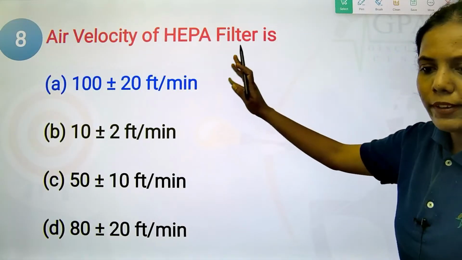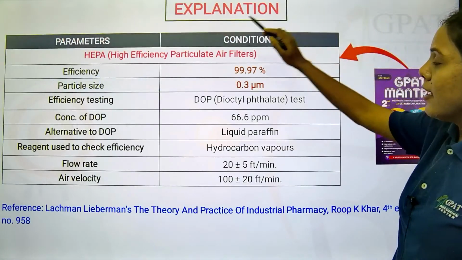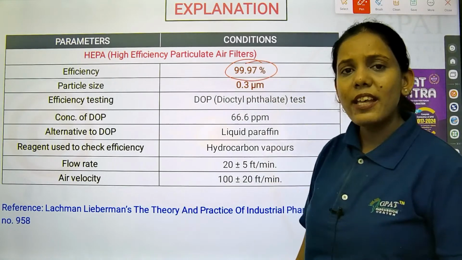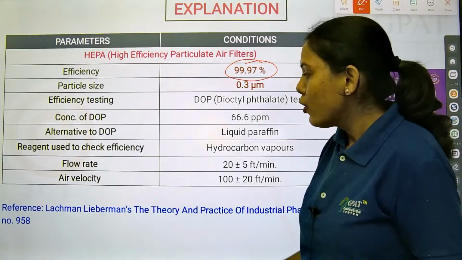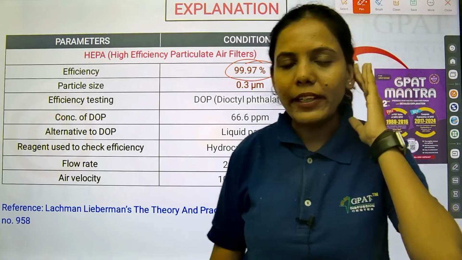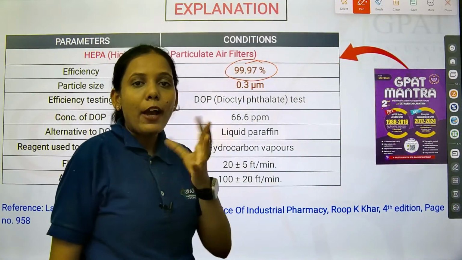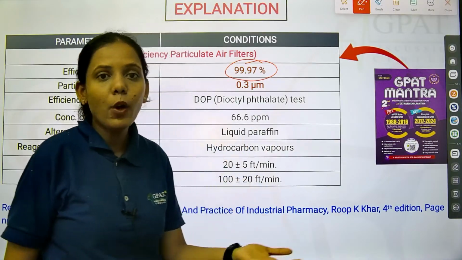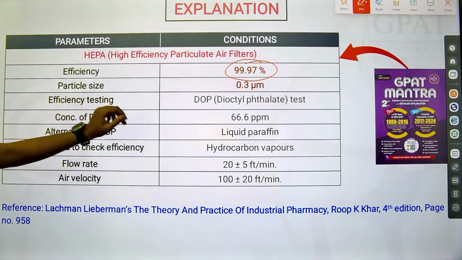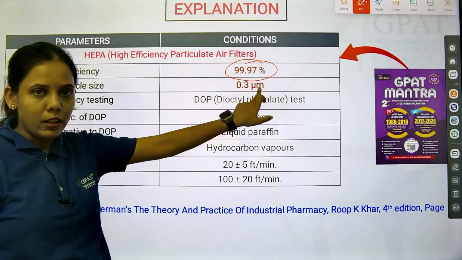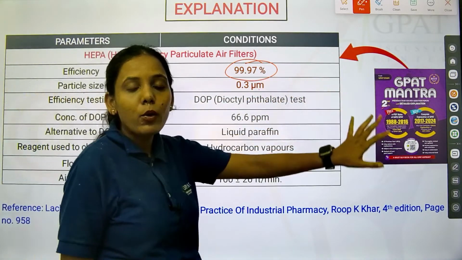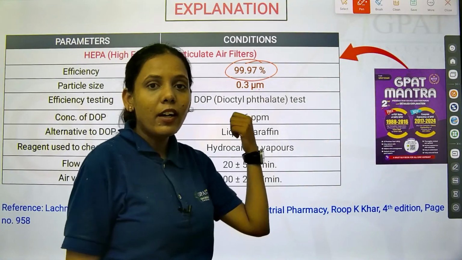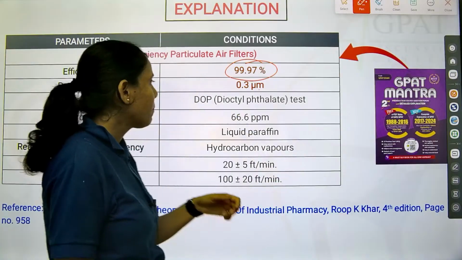Let's see the other important points from the HEPA filter. See, efficiency is 99.97. In some books they have given 99.99. Okay, so as per Lachman it is there. I think in Remington it is different. But accordingly, you see what option is closest for the HEPA filter if the question comes. Okay. Particle size 0.3 micrometer. When we talk about class 100, class 1000, there 0.5 micron comes. Here it is 0.3. Remember, okay.